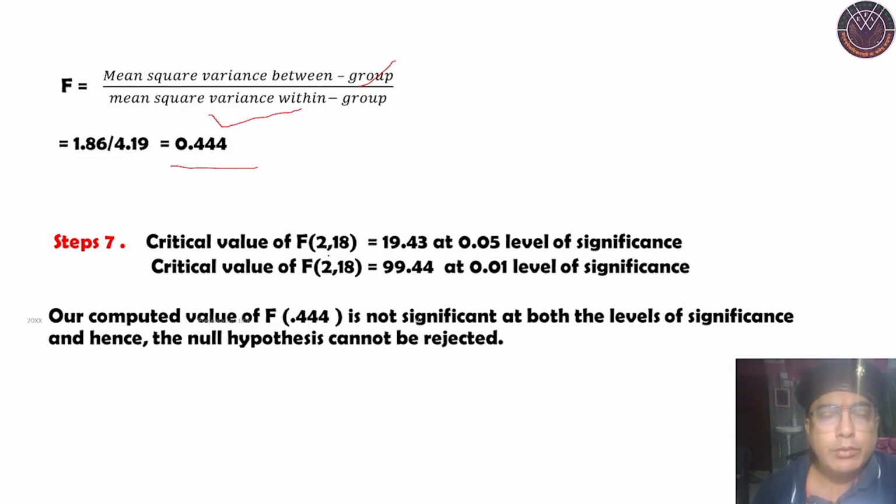Now the critical value for F, with 2 and 18 as the degrees of freedom, this is for between and this is for within degrees of freedom, is 19.43 at 0.05 level and 99.44 at 0.01 level. Both the values are quite higher than the calculated value, so the null hypothesis will be accepted, because our computed value is not significant at both the levels of significance. Hence the null hypothesis cannot be rejected, you have to accept that one. So in this way you calculate F values.